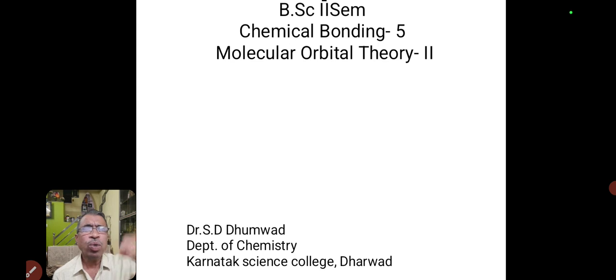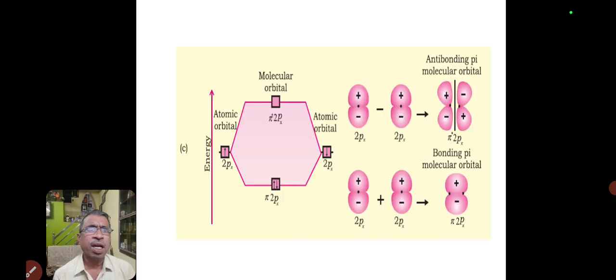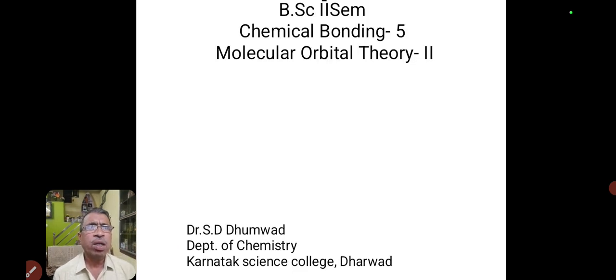Students, go through these things and try to understand the remaining molecular orbital theory. In the next class, we will study the extension of this molecular orbital theory, which we call molecular orbital theory part 2.